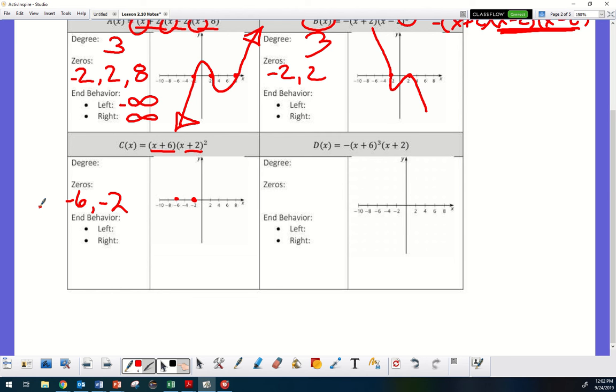So I know I'm going to have x cubed, right? I have x cubed. I have 1 here and 2 from this. So it's x cubed, 3rd degree.